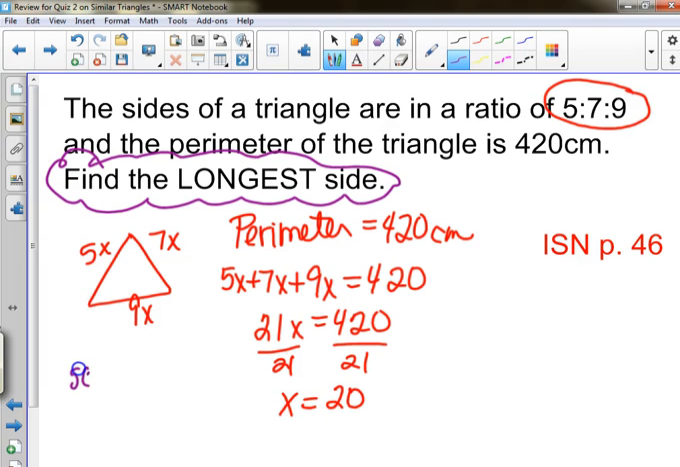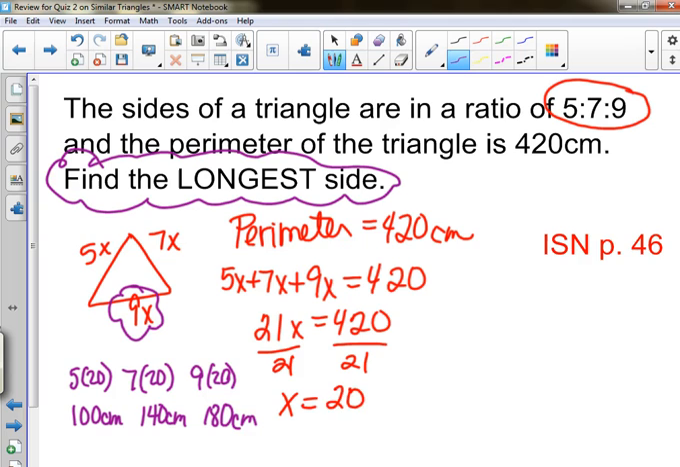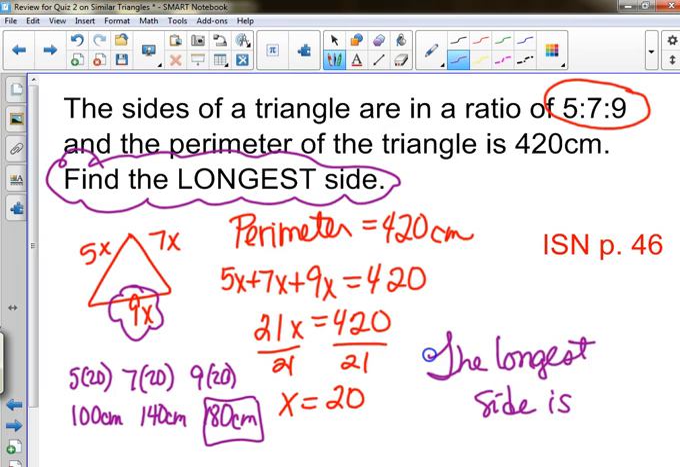So 5 times 20 is 100 centimeters on that side. 7 times 20 is 140 centimeters on that side, and 9 times 20 is 180 centimeters on that side. If we add all those up, they should add up to 420. Okay, you did not have to find all those. You could tell right away that 9x was the longest side, so you could have just done 9 times 20 and been done. But the answer should be that the longest side is 180 centimeters. All right, I messed that up a little bit because I drew the box over the one.